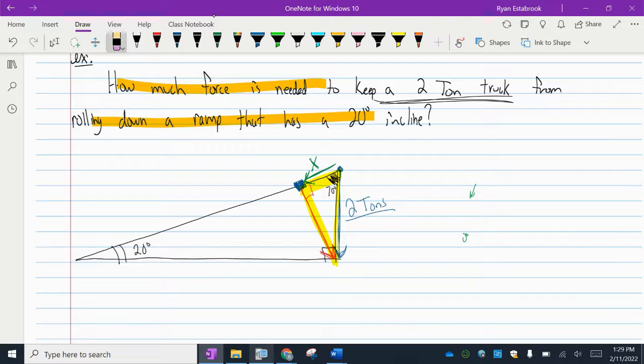Erase. So looking at that yellow triangle, it's a right triangle, SOHCAHTOA. I can draw it over again: 70 degrees, 2 tons, x. What trig function is going to tie those things together? Cosine. The cosine of our 70 degrees is equal to adjacent over hypotenuse. Multiply both sides by 2, and we have the force of x. So take 2 times the cosine of 70.